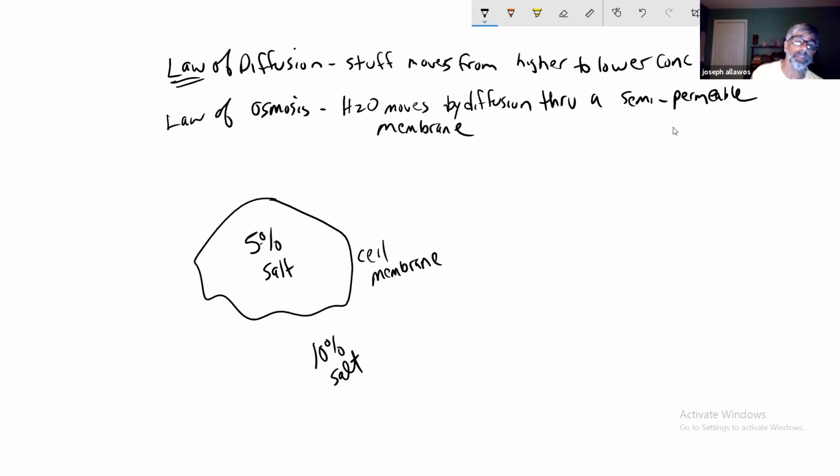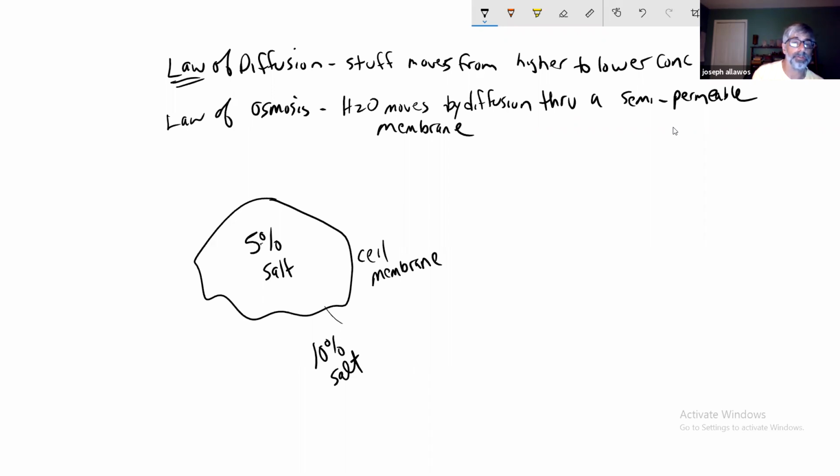Well, the first thing you have to realize is that the salt doesn't move. The salt is stuck wherever it is. So the salt inside can't get out and the salt outside can't get in. What moves is the water, and it moves by diffusion. So it's going to move from a higher to a lower concentration.